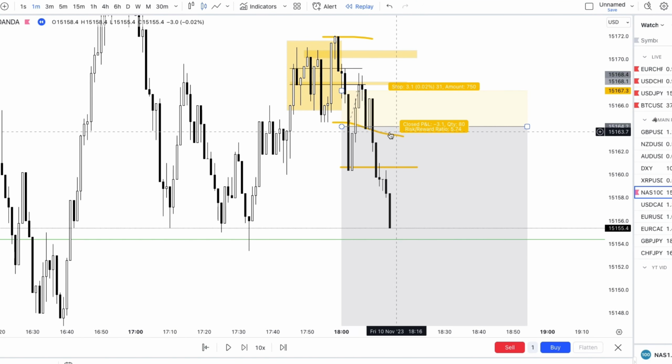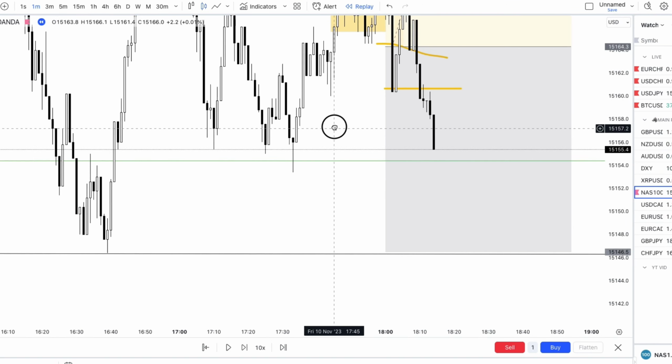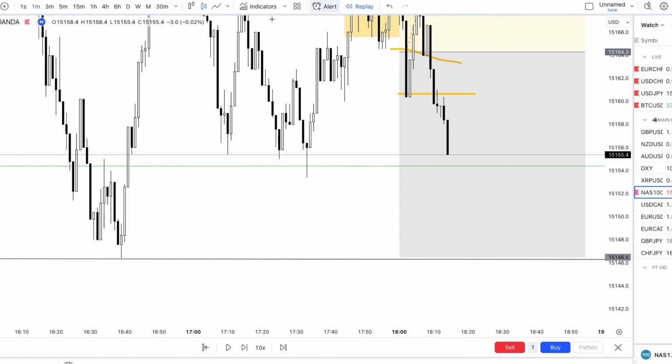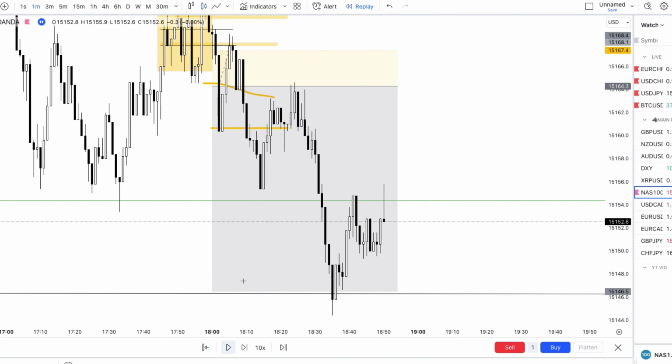I know it looks kind of awkward because I didn't enter right there. I know you can't tell where I entered. I entered over here. That's why it looks all weird and wonky. I was just using the risk to reward tool as a quick box. I quickly entered that trade. But then, let me see where the play button is. There we go. And then it smashed my take profit.